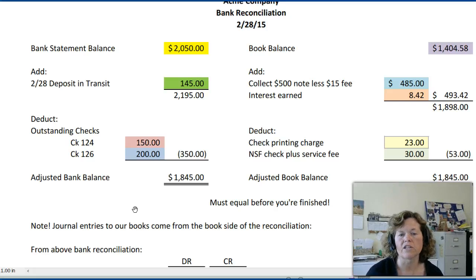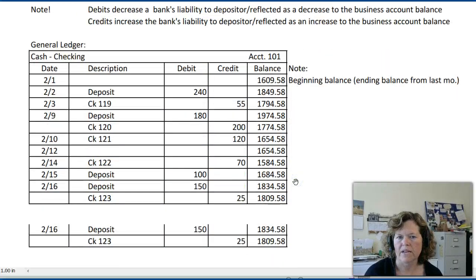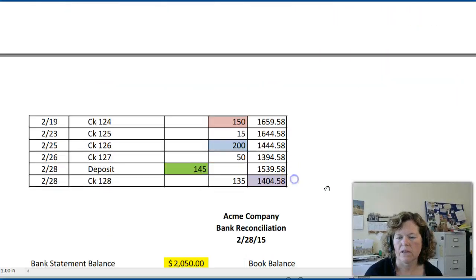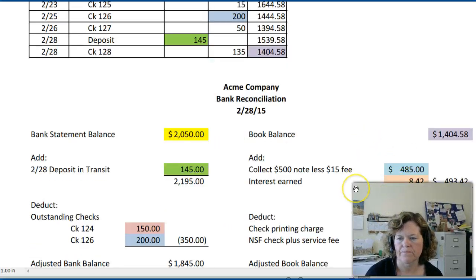Because what's in our general ledger rules? If we've written a check by the end of the month, we need to account for it in that month, whether or not it's cleared the bank. Then we go over here to the book balance. This is where we reconcile our general ledger. Let's see where this 1404.58 comes from. It's coming from right there. That's the end of our general ledger, our ending balance at the end of February.